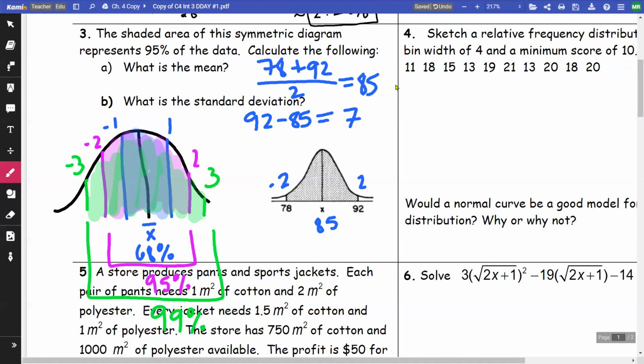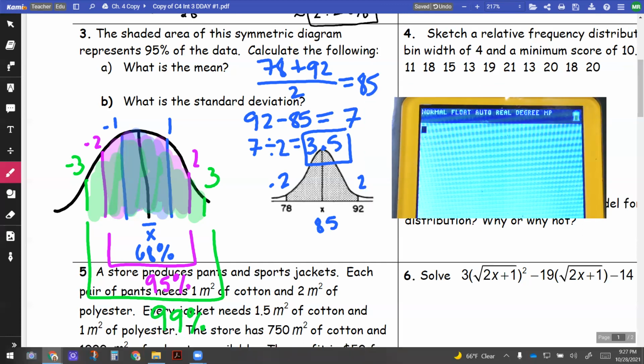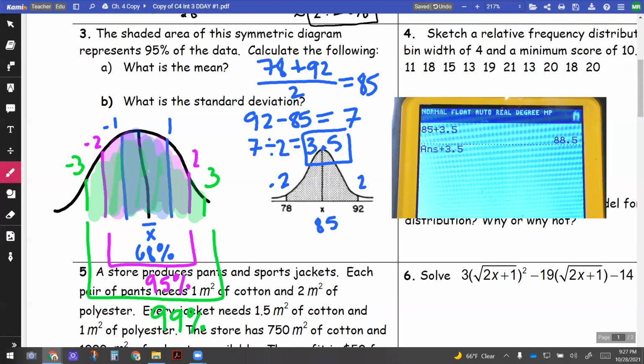And this is really 2 standard deviations. So if I take that 7 and I split it into 2 equal pieces, each standard deviation is 3.5. If I was to double check myself here, I take 85 plus 3.5 once, plus 3.5 twice, I should end up at 92, and I do. If I take 85 minus 3.5 once, minus 3.5 twice, I should end up at 78, and I do.